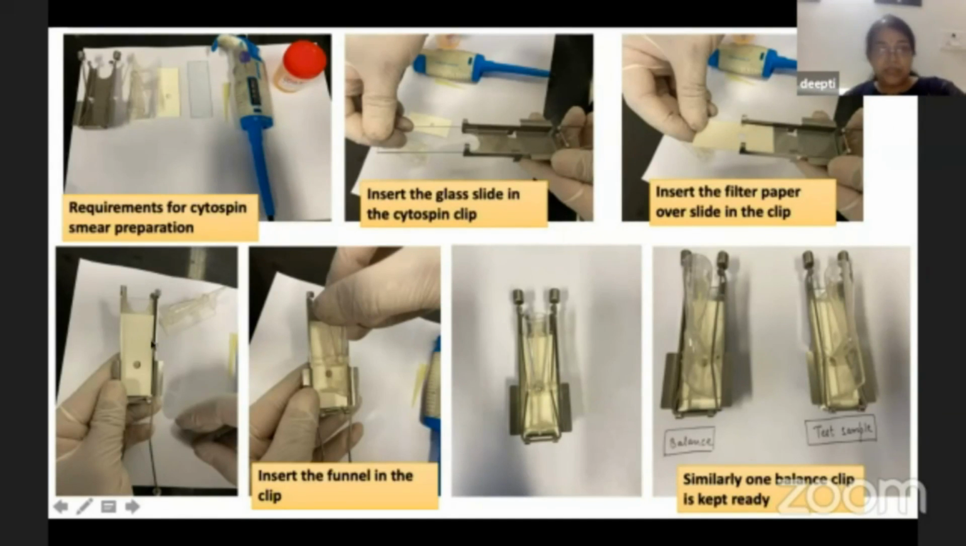As we see on this screen, this filter paper has got a hole inside it, so only this much area of the slide is exposed. Then you insert the funnel in the clip, and all the cells would be concentrated in this small area. Also, if you don't have a cytospin, even a plain centrifuge can be used.